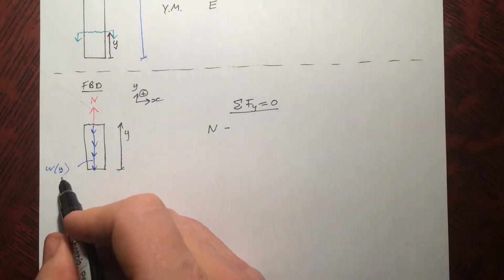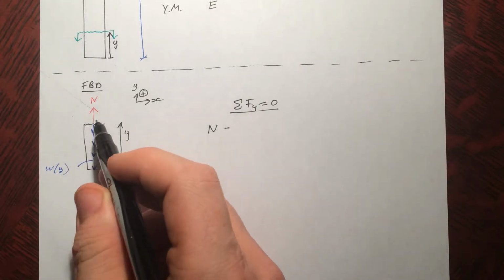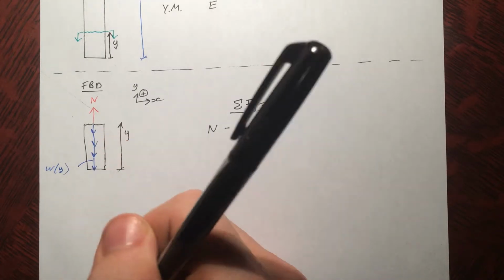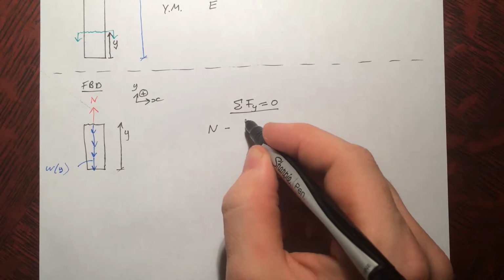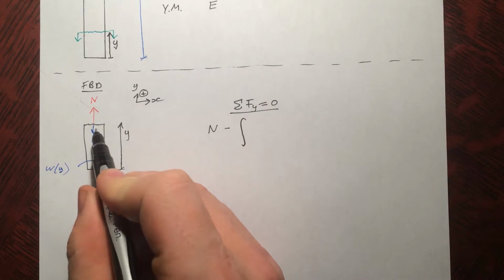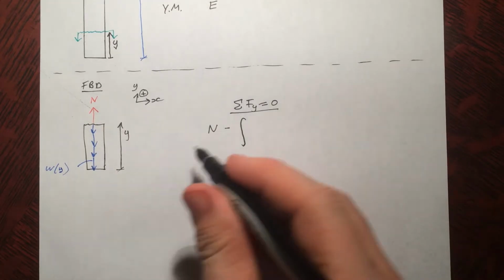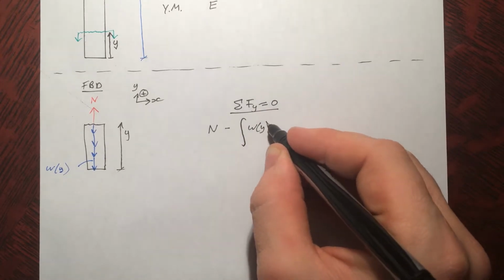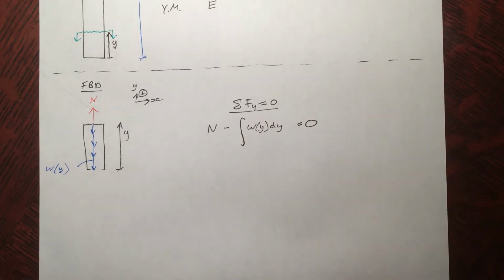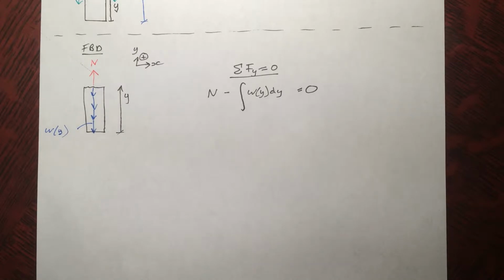But what if it was something that depended on y? Let's say it was something and then y squared. The way we would find the total force here due to the weight, we'd have to integrate, right? Basically the sum of all the individual forces that we can approximate as being constant by taking little slices dy. So it's the weight per length times dy equals 0.